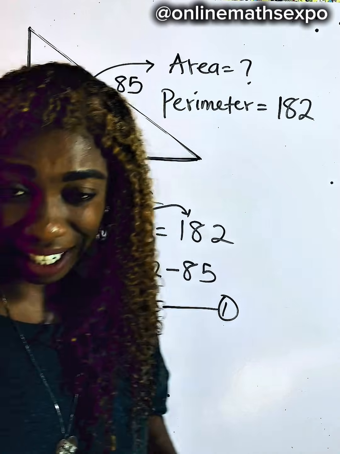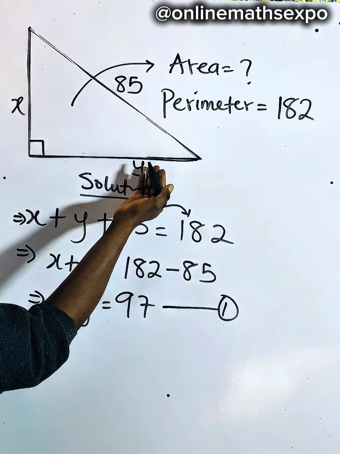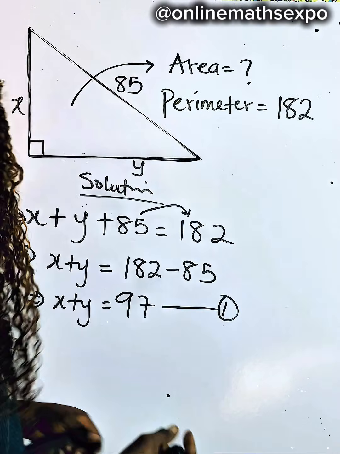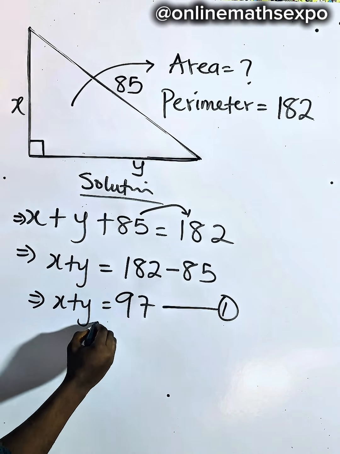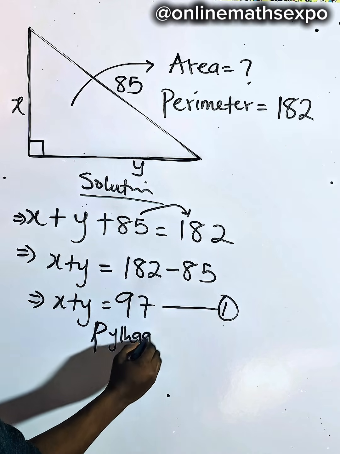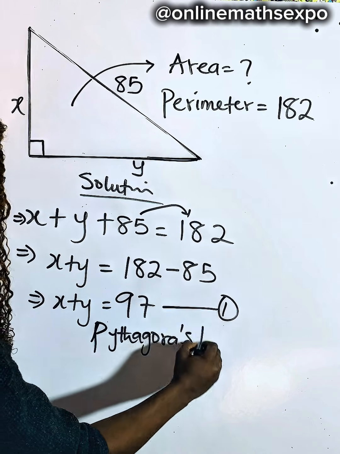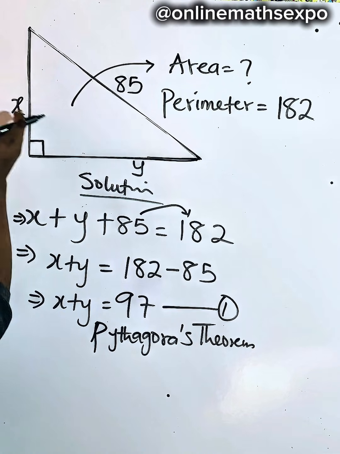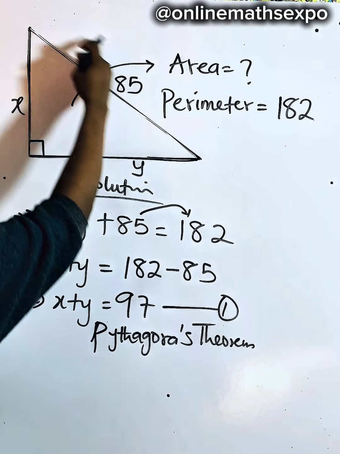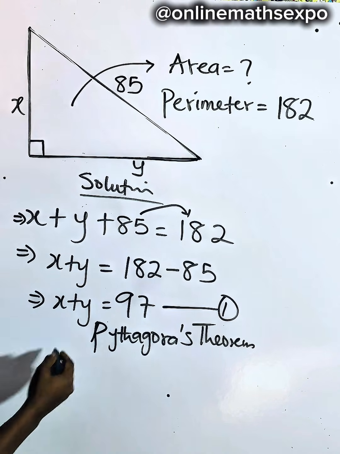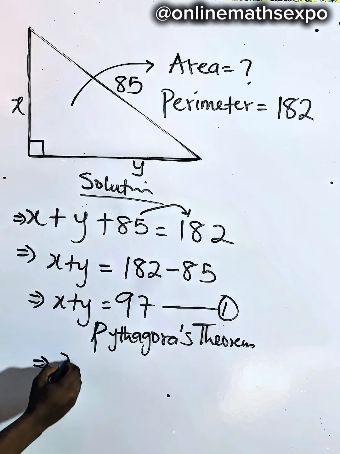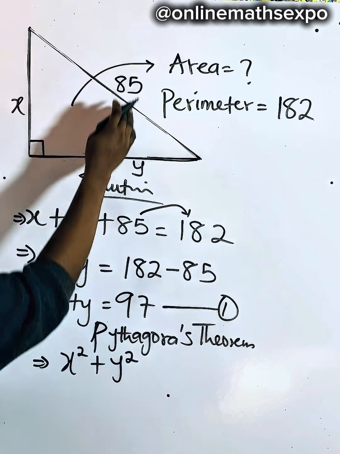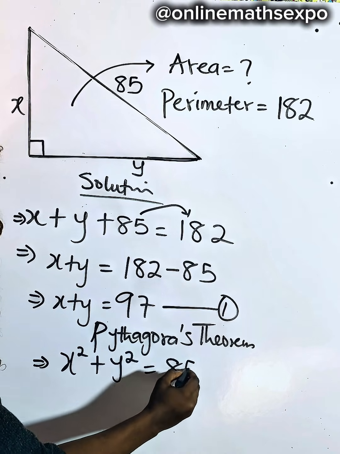Now let's go back. Remember, this is your right triangle. And if this is a right triangle, we can easily use the Pythagoras theorem. And what does that say? Using our Pythagoras theorem, the sum of the two tails squared should be equal to the hypotenuse side squared. So if we square this, it's going to give us X squared. Square this, it gives us Y squared, should be equal to the hypotenuse, which is 85 squared.